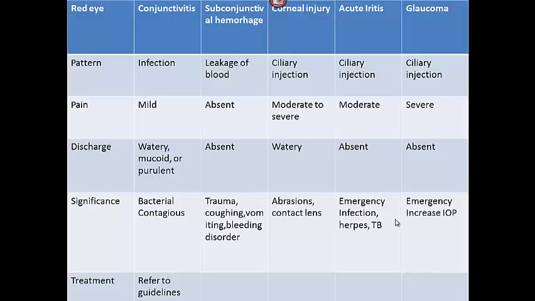So now let's talk about differential diagnosis of red eye pain. Red eye. So we're going to be talking about conjunctivitis, subconjunctival hemorrhage, corneal injury, acute iritis, and glaucoma, which was already discussed. So now let's talk about conjunctivitis. Conjunctivitis is basically a redness of the conjunctiva. It could be allergic conjunctivitis, viral conjunctivitis, acute bacterial conjunctivitis. You could have perennial conjunctivitis, which is basically a seasonal allergic as well.